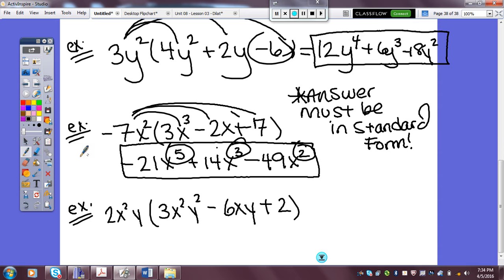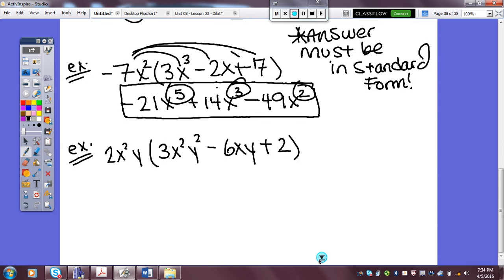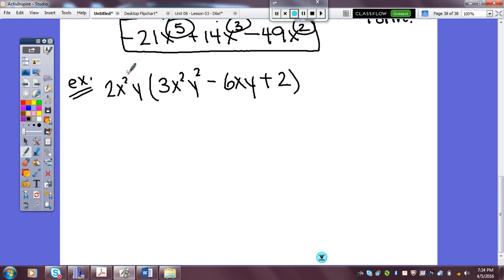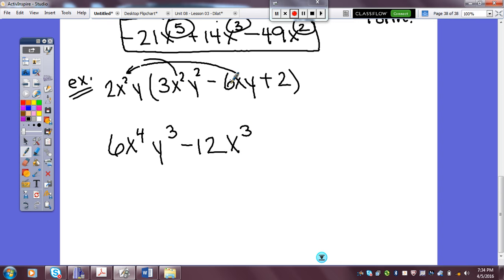Okay, let's look at the next one. This one is a little different because you have to multiply two variables together. So 2 times 3 is 6. X squared and x squared make x to the 4th. Y and y squared make y to the 3rd. Alright. 2x squared y times my middle term. 2 and negative 6 make negative 12. X squared and x make x cubed. Y and y make y squared.